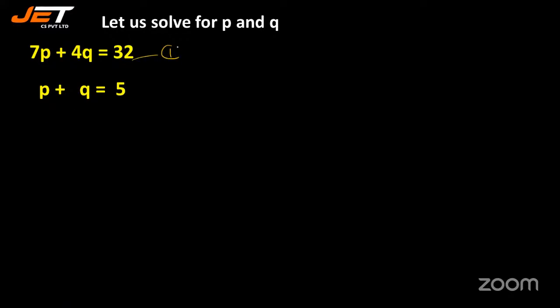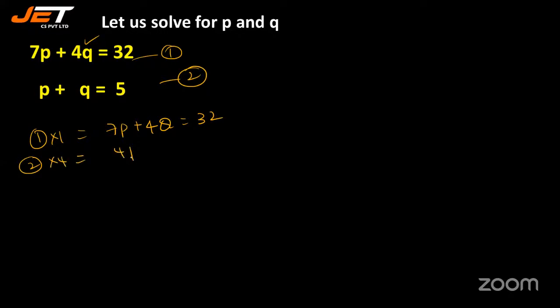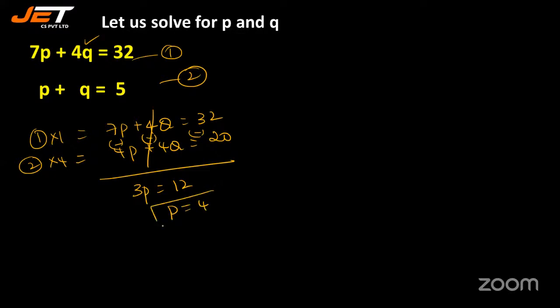So any one you can take. So this time we'll take q. So equation 1 into 1 becomes 7p plus 4q is equal to 32. 2 into 4 becomes 4p plus 4q is equal to 4 5s are 20. So let's just subtract. 7 minus 4 is 3p is equal to 12. So p is equal to 4.